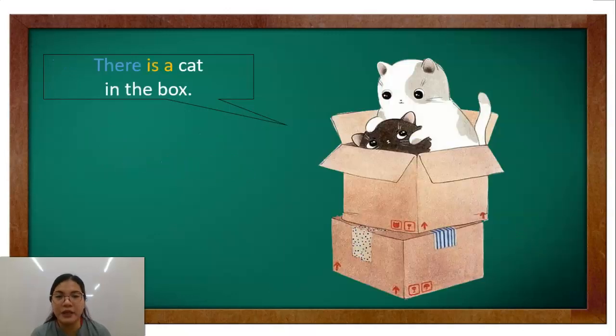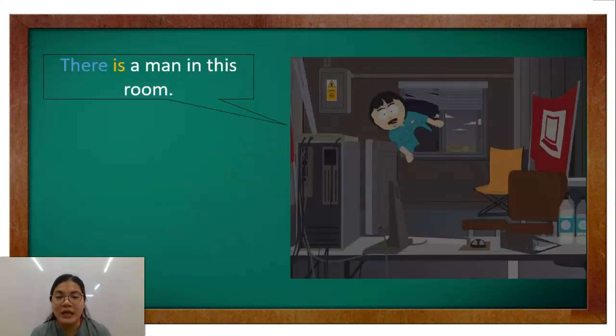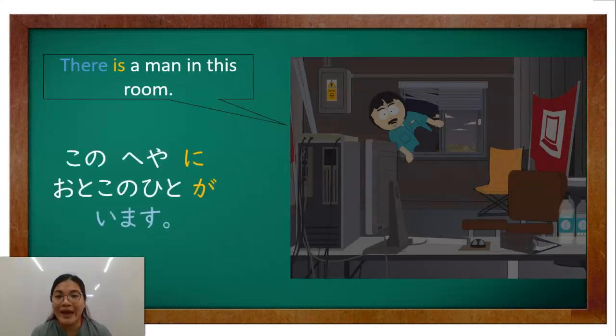Okay, another example is, there is a cat in the box. Hako no naka ni neko ga imasu. Okay? Next one. There is a man in this room. Kono heya ni 男の人がいます。この部屋に男の人がいます。 Okay, so that is how we gonna use います.